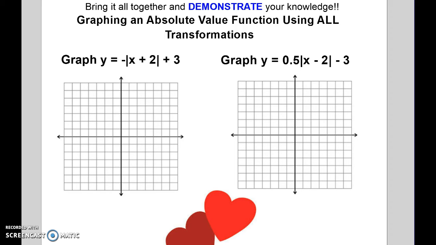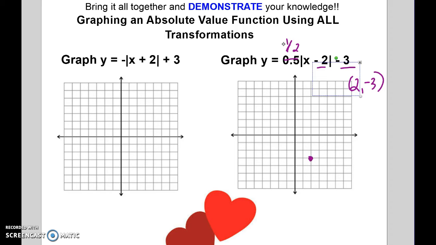Okay, so let's bring it all together. I'm going to graph this one. I'm going to change the 0.5 to 1/2 because I think it's easier to look at a slope as 1 over 2. So my h and k, here's my h, here's my k. So my vertex is going to be the opposite of h, positive 2, and the same k, negative 3. So I go over 2, down 3, there's my vertex.